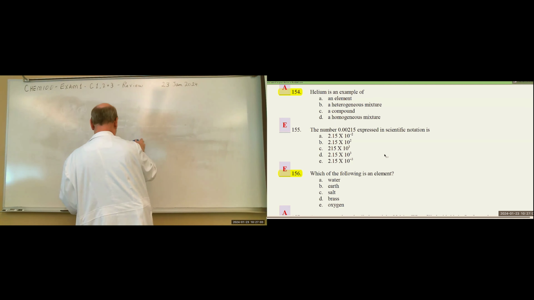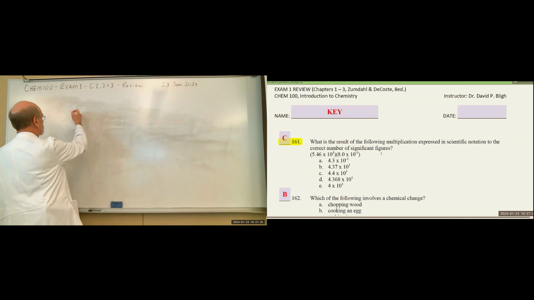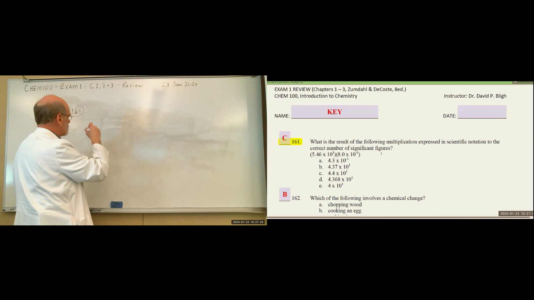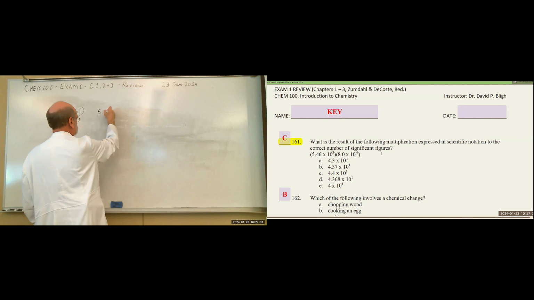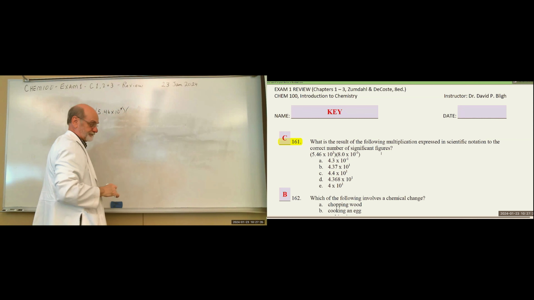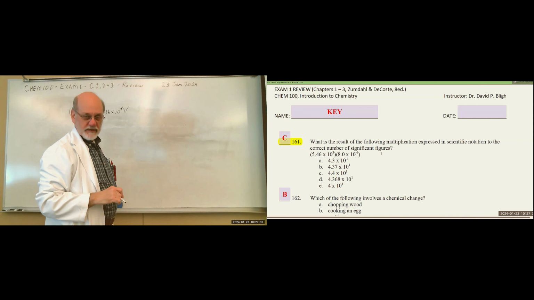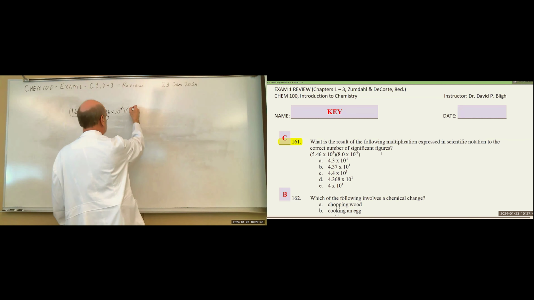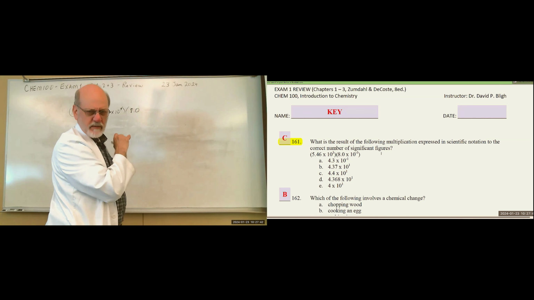161. What's the result of the following multiplication expressed in scientific notation to the correct number of significant figures? So in this case, you do have to complete the calculation. 5.46 times 10 to the third times 8.0 times 10 to the minus third.